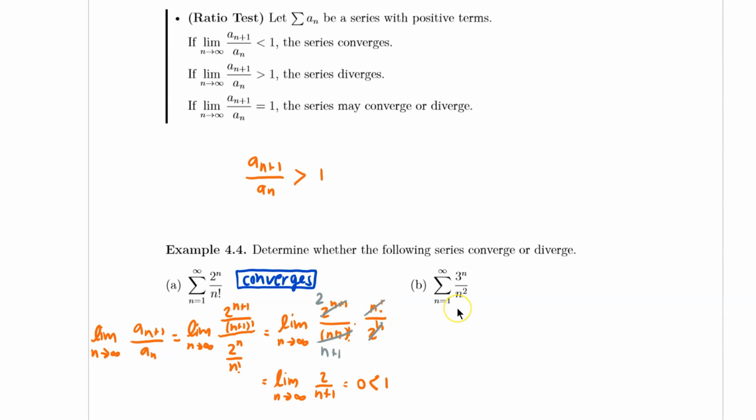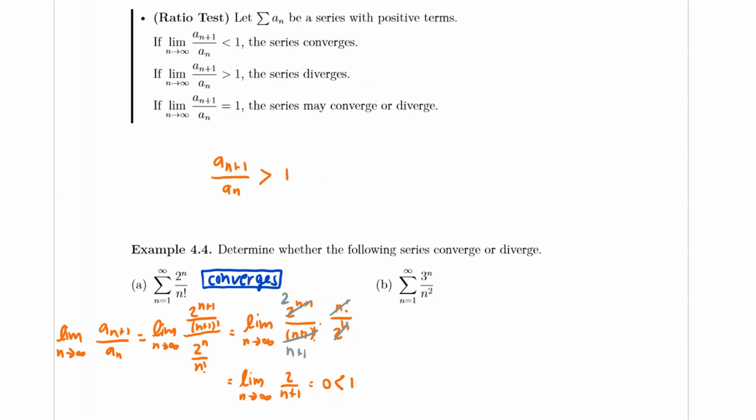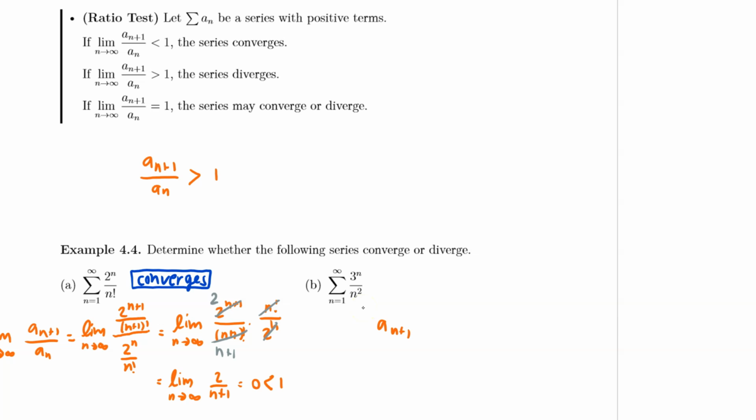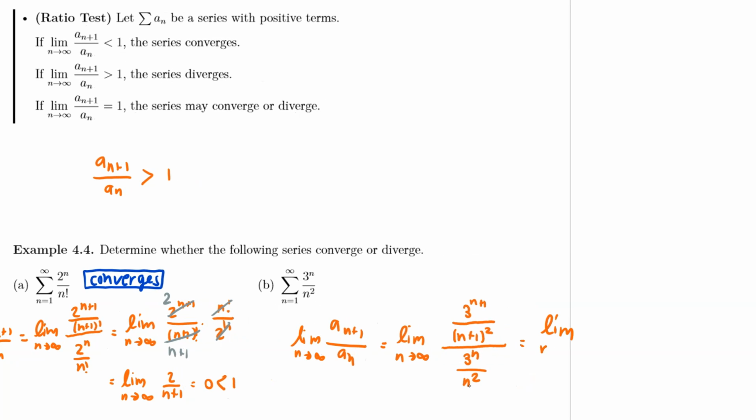So let's take a look at the next example here. If I were to use the ratio test, I'm going to compare a_{n+1} by a_n, so I'm going to compute this ratio. My a_{n+1} is going to be 3 to the n plus 1 over (n plus 1) squared. I'm going to divide this by a_n, which is just 3 to the n over n squared, and take the limit when n goes to infinity. Once again, let me bring the denominator to the top. So I'm going to get 3 to the n plus 1 over (n plus 1) squared times n squared over 3 to the n.